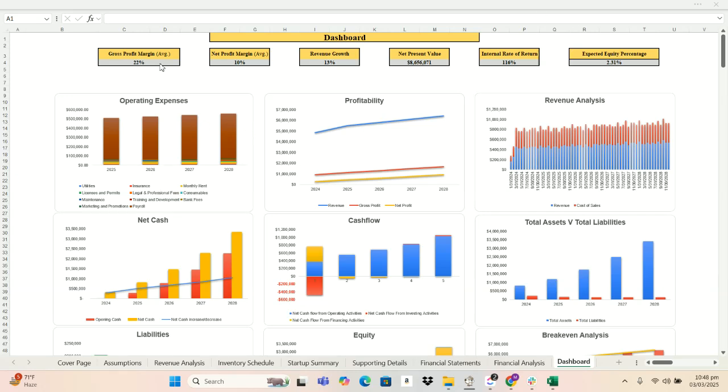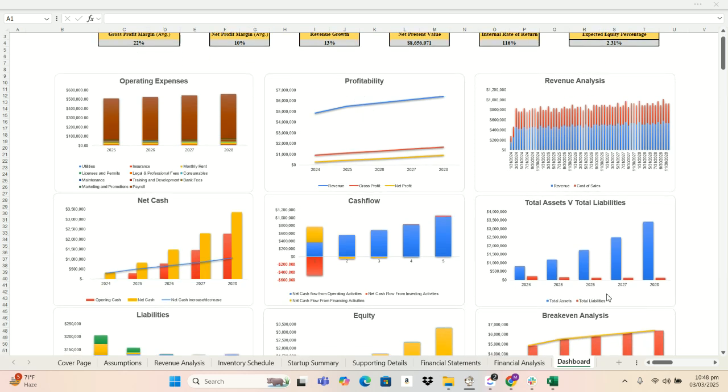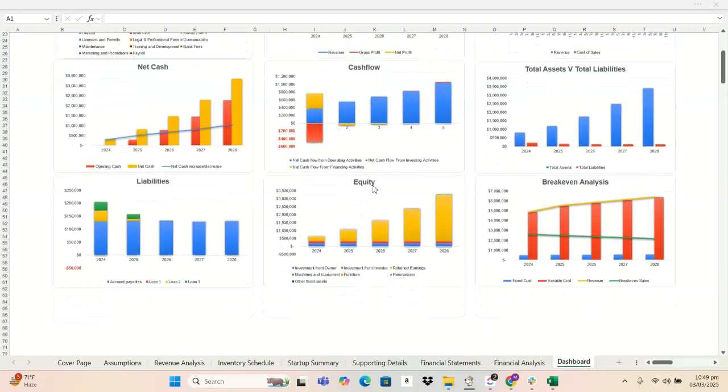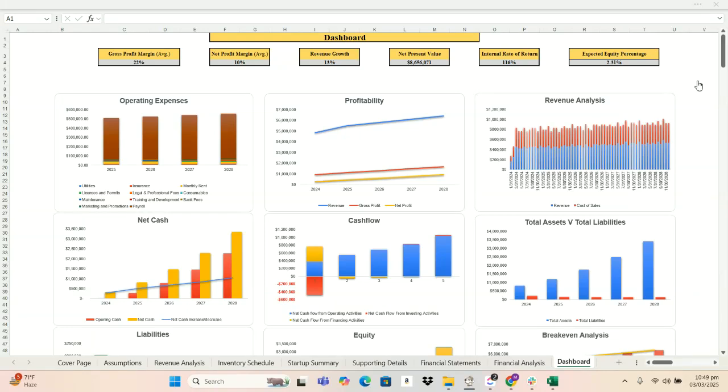Last but not the least, here you can see the dashboard. We have our gross profit margin, net profit margin, revenue growth, net present value, internal rate of return, and expected equity percentage. Here you can see all the necessary tables to get a better idea of the numbers and better understanding. So this is it for today.